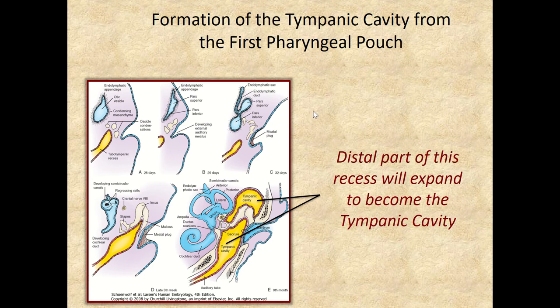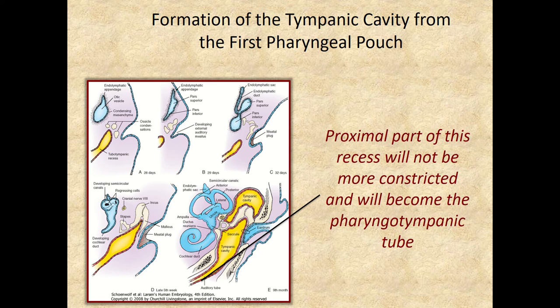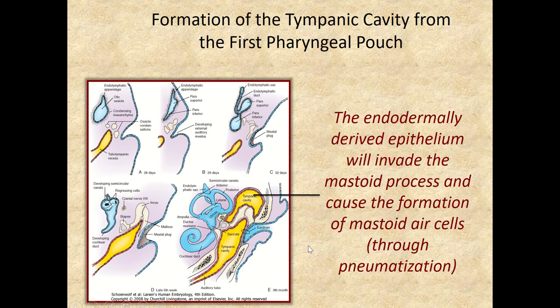And so this is the specific part that we call the tympanic cavity, which is also called the middle ear. And the pharyngeotympanic tube will become more constricted down than the rest of the tympanic cavity there. And then after birth, you'll have some more mastoid air cells that will develop as we have a little bit of invasion of air cells in the mastoid process, because the mastoid process hasn't even finished developing yet.